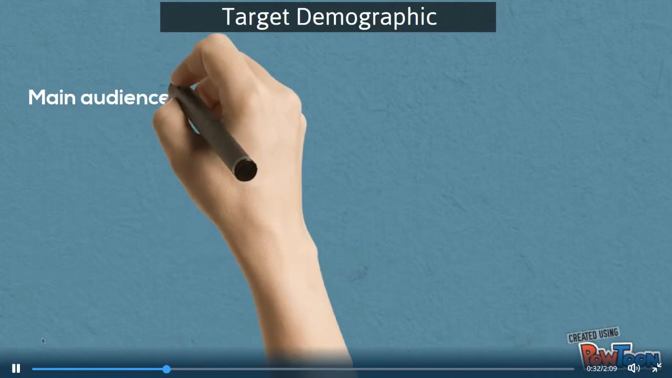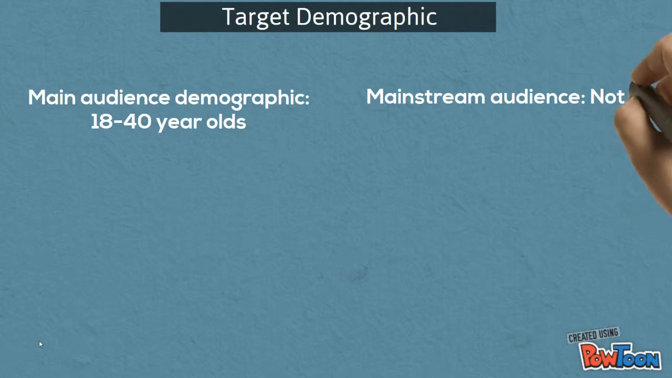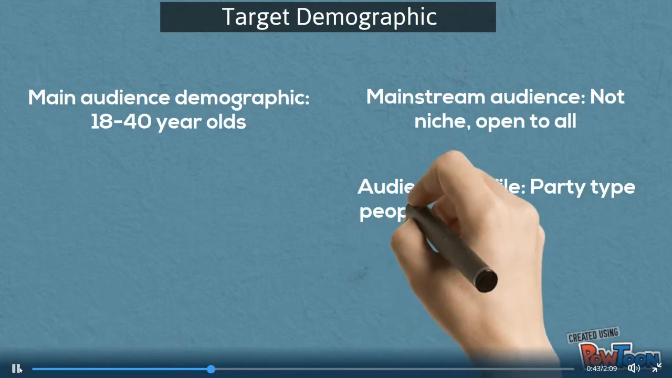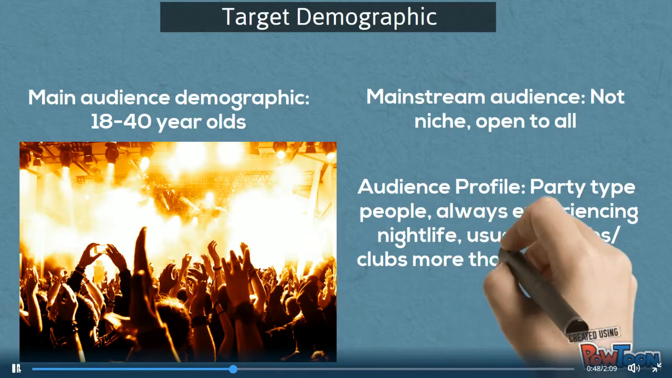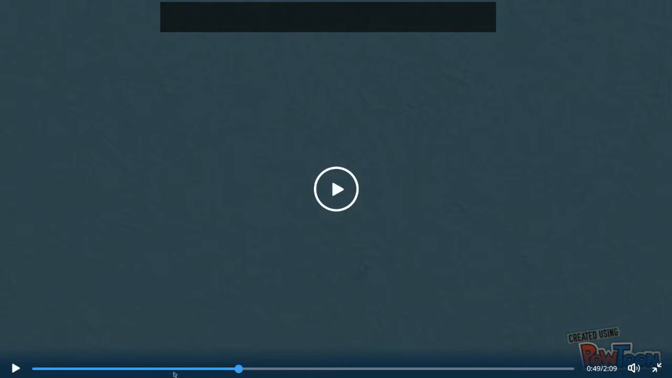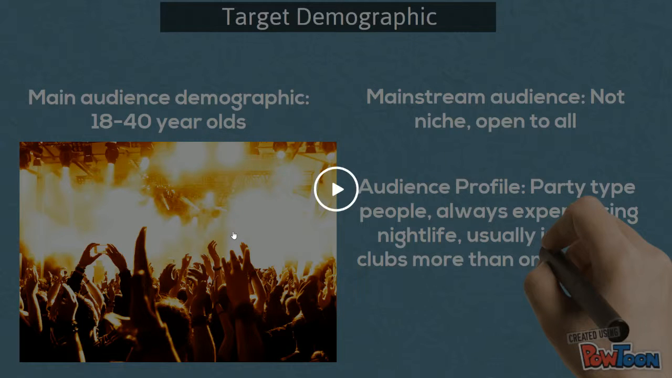Then it's all about the target demographic. As I said before, the main audience demographic that I have is for 18 to 40 year olds. These are the type of people that you expect to go to clubs, pubs and nightclubs. These are people that you would expect to be experiencing the nightlife of Sheffield. And as I said before, this is a magazine that is mainstream. It's a mainstream audience. It isn't directly targeted at one specific set of people. It is open to all, not all ages, but it's open to all of the social class groups that you would expect out there.